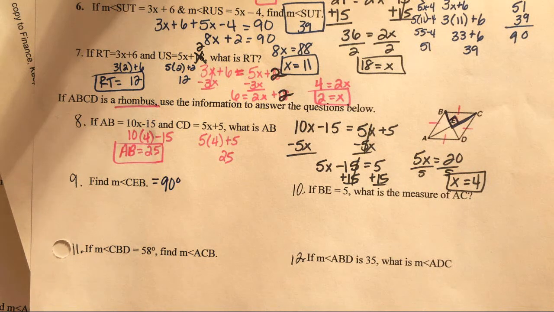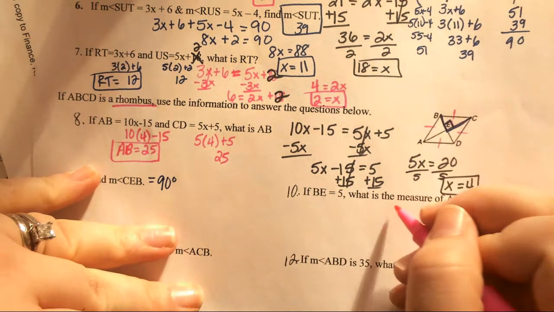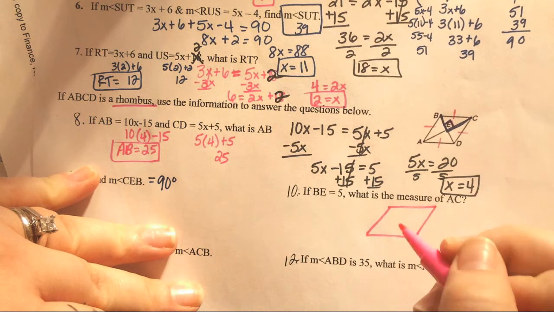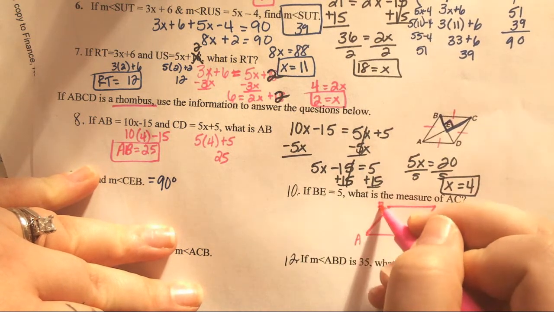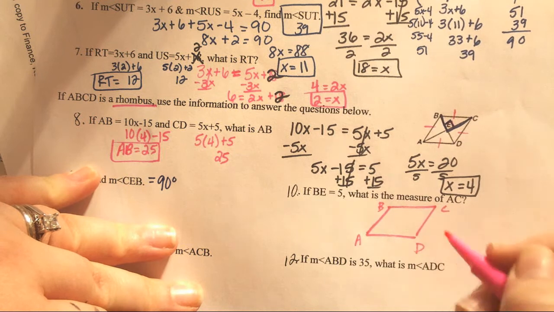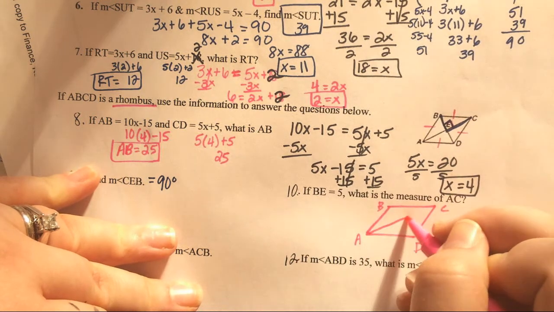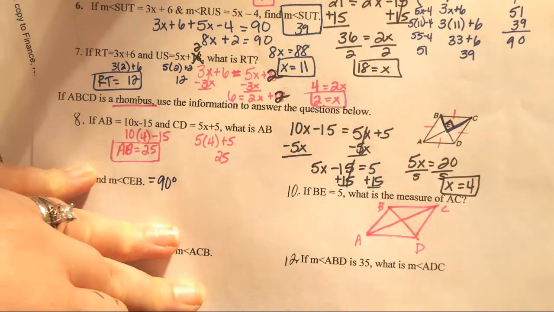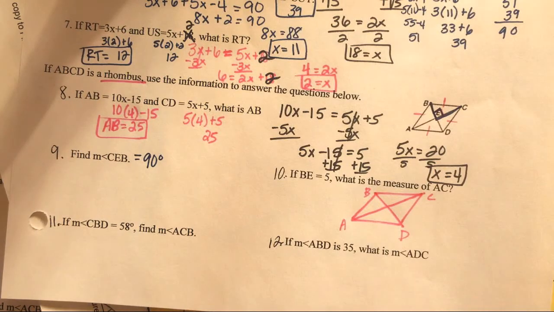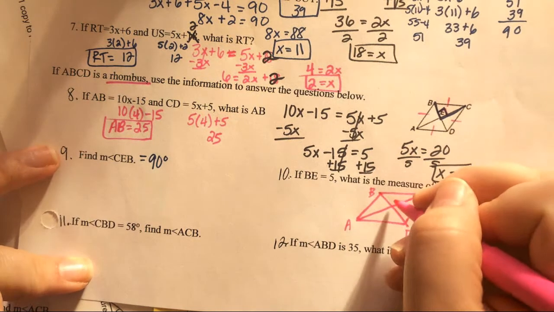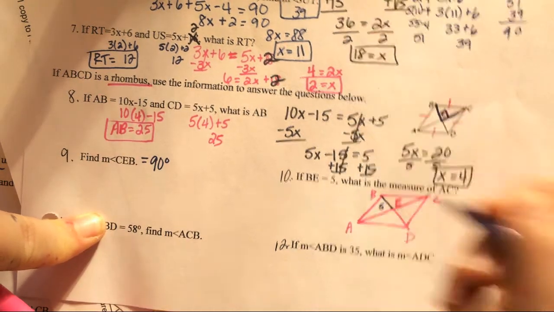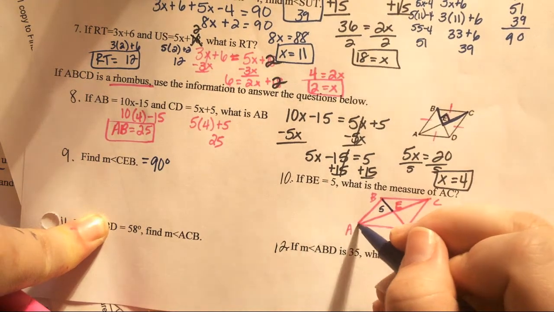Okay, and the next problem says, again, here is my rhombus. I'm going to draw it again. A, B, C, D, diagonal, diagonal. There's an E here. They tell me that BE is 5, and they ask me for the length of AC.